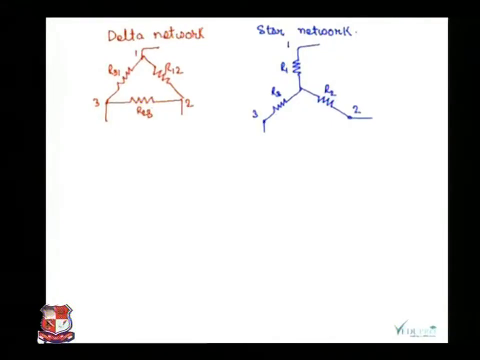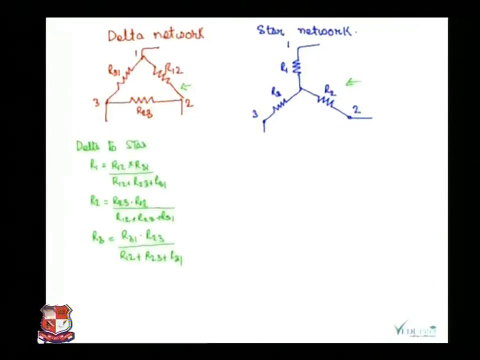Video for the star connection or the delta connection. Delta network and star network. If the resistances are connected in this way, it is a delta network, and the resistances which are connected this way are the star network. To solve an electrical network, or to find out the equivalent voltage or current through the network, we need to solve complex networks. At that time, we need to transfer a delta network into a star network or vice versa.